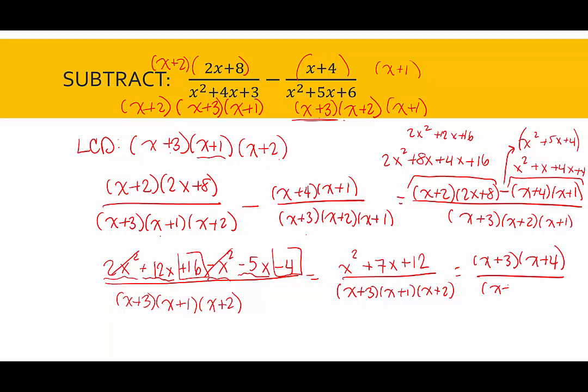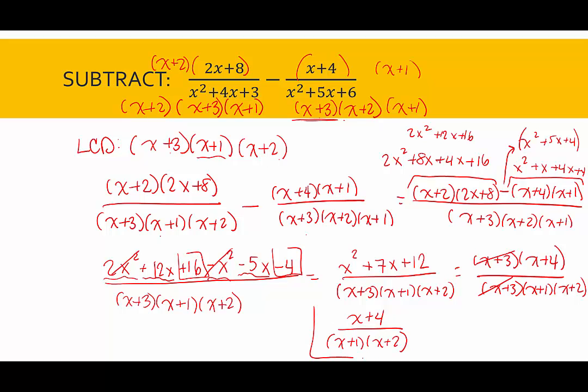And this was a lot of work, wasn't it? Do we have any common factors? Can we simplify this at all? Yes, we can. We have the common factor of x plus 3 in the numerator and denominator, leaving our final difference as x plus 4 divided by x plus 1 times x plus 2.